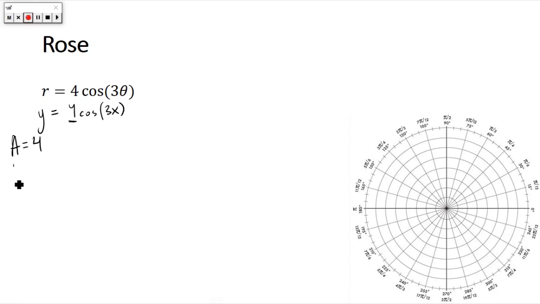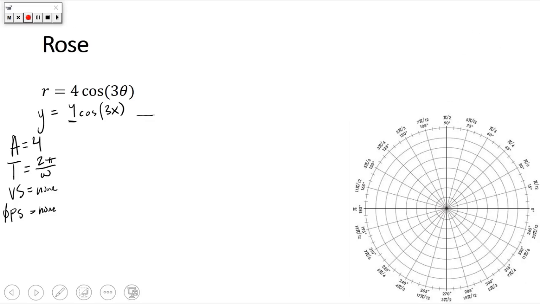We want period, we're going to hold on to that for a second. There's no vertical shift because there's nothing added at the end over here. There's no phase shift either; phase shift is also sometimes just called phi. So the period: the fundamental period of cosine is 2 pi, and then we have to divide that by omega, so 2 pi over omega, where omega in this case is what's multiplying the x, which is that 3. So it's 2 pi over 3 that is the period of this thing.